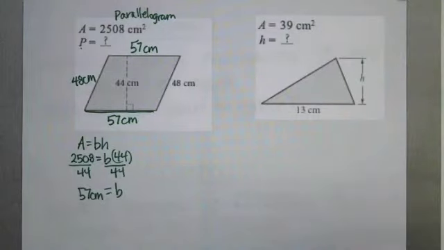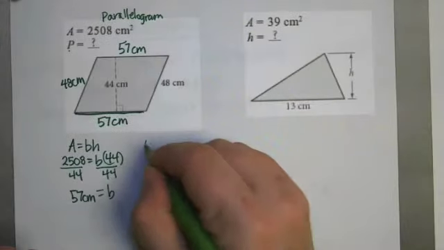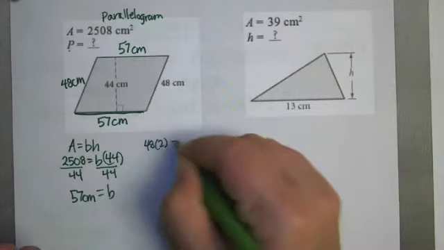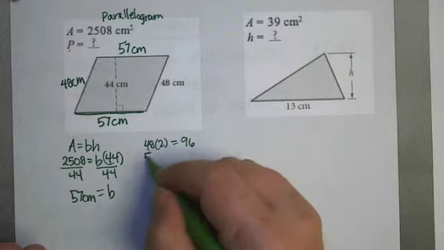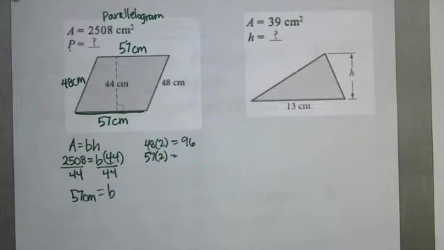Now, in order to find the perimeter, what we need to do is add up all the sides basically. So when we're adding up all the sides, there's a couple ways you can do that. You can just plug it all in: 57 plus 57 plus 48 plus 48. Or you can multiply. 48 times 2 is 96. And then we have 57 times 2.